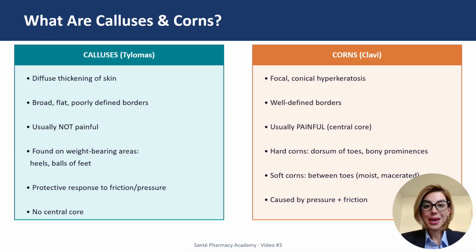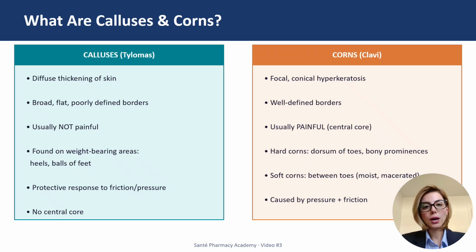So let's start with the basics. What exactly are we dealing with? Both calluses and corns are forms of hyperkeratosis. That's just thickening of the outer skin layer, but they're different in how they look and feel. A callus, medically known as a tyloma, is a diffuse, broad thickening of the skin. It has poorly defined borders, it's usually not very painful, and it forms in response to repetitive friction or pressure, most commonly on the heel or the ball of the foot. Think of it as the body trying to protect itself.